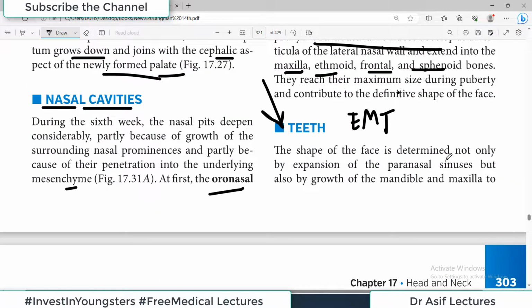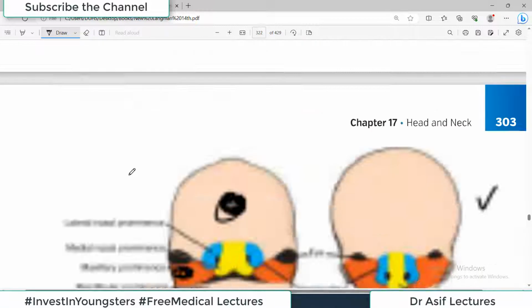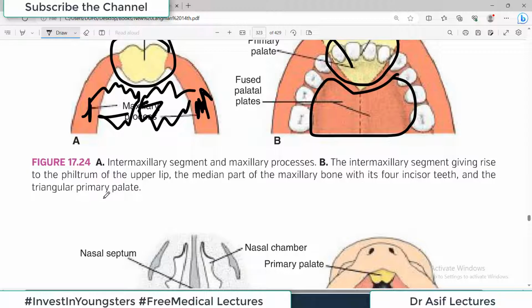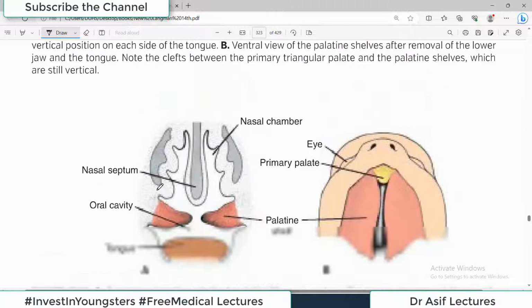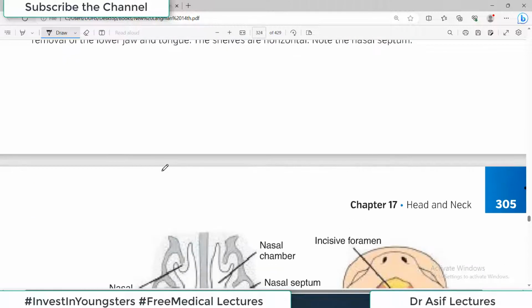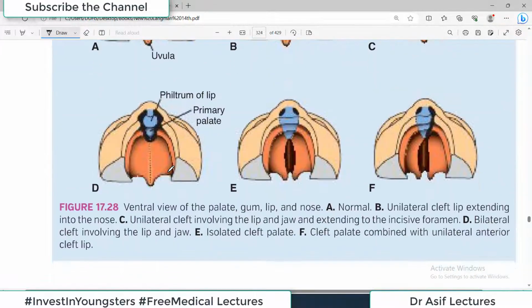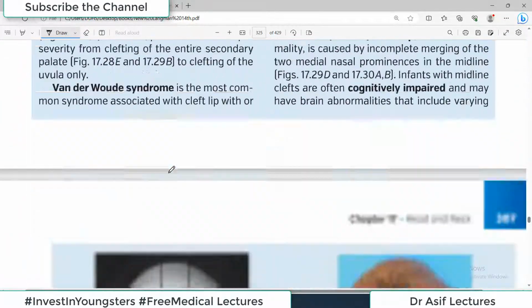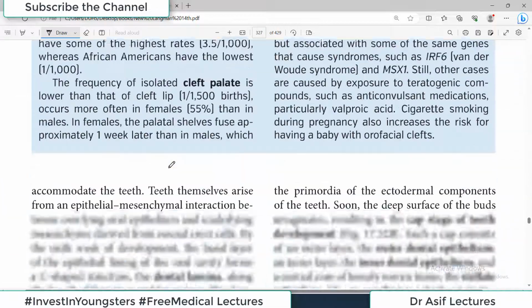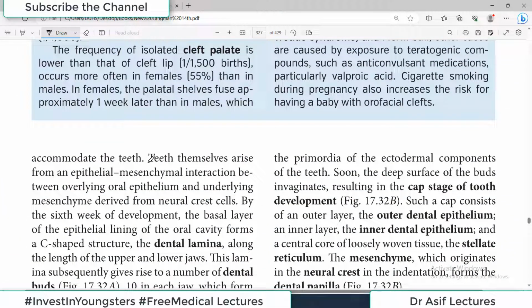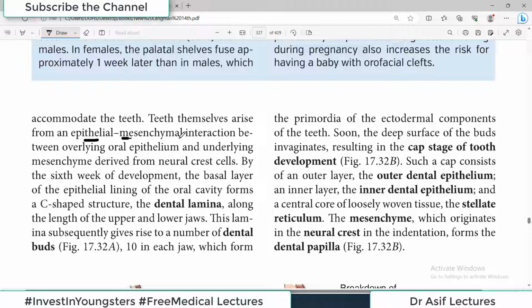Now shape of the face is determined not only by expansion of the paranasal sinuses but also by growth of the mandible and the maxilla and appearance of the teeth. तो basically जो आपका facial appearance है, it is also dependent in large quantity I would say because of the teeth. आप देखें जिसके दांत नहीं होते यानी old age में when you lose your teeth the facial appearance actually changes. Okay, so teeth are important contributory factors to the shape you have in your face. Teeth themselves arise from an epithelial mesenchymal interaction.